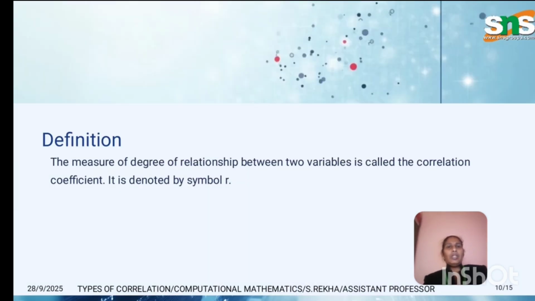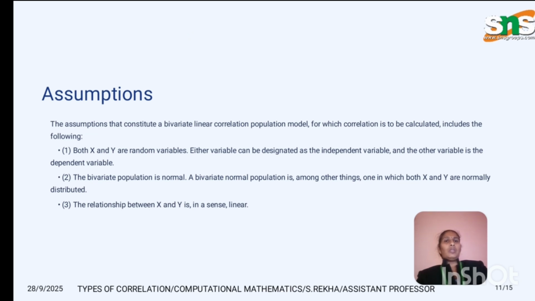Next is the definition. The measure of the degree of relationship between two variables is called the correlation coefficient. It is denoted by the symbol r. The correlation lies between -1 and +1. The assumptions are that the population model is a bivariate normal model, where both x and y are normally distributed, and the relationship between x and y is linear.